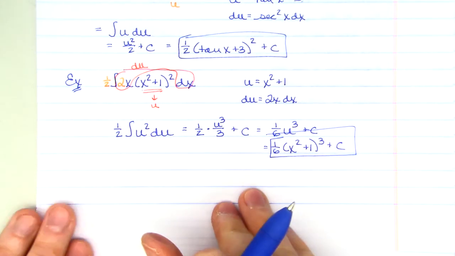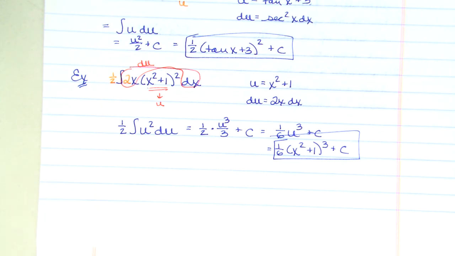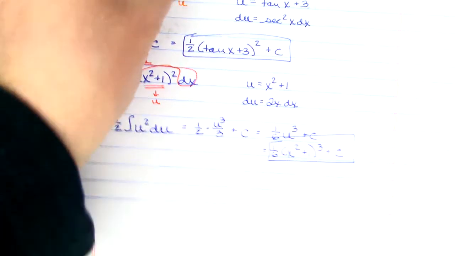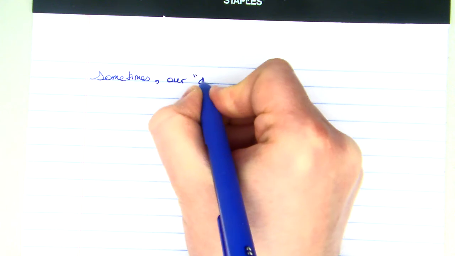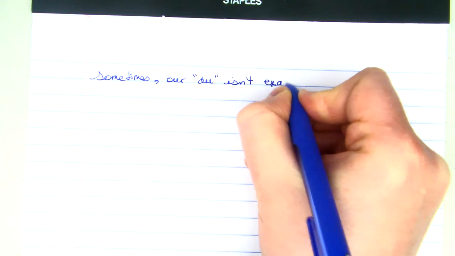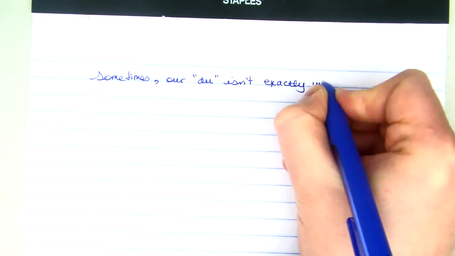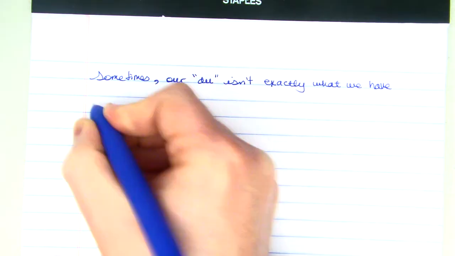Here's our trick in words. Oh, you know what? I think I need this on a new page. Take a moment, finish copying that down. Okay. So here's what's going on. Sometimes our du isn't exactly what we want. Or maybe rather than what we want, what we have in the problem.